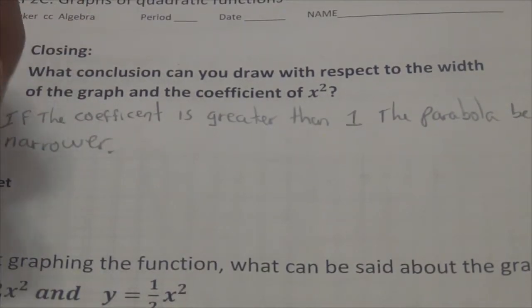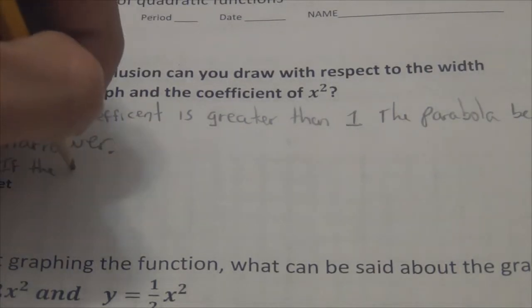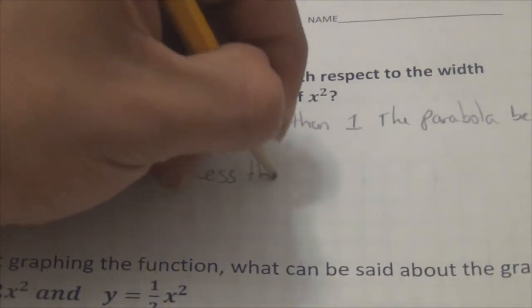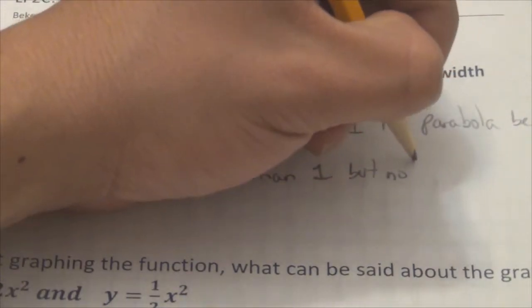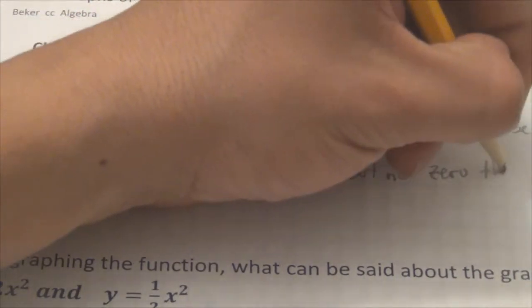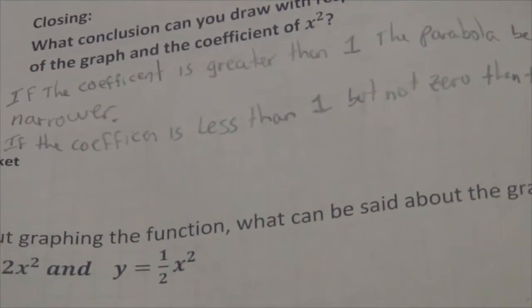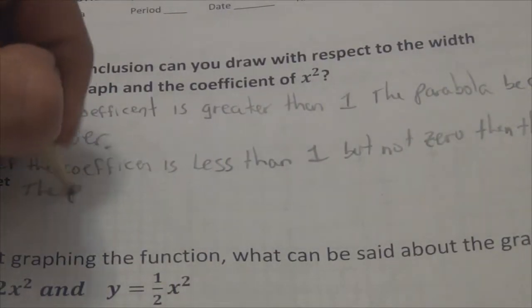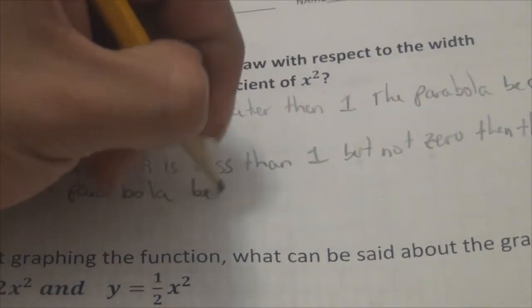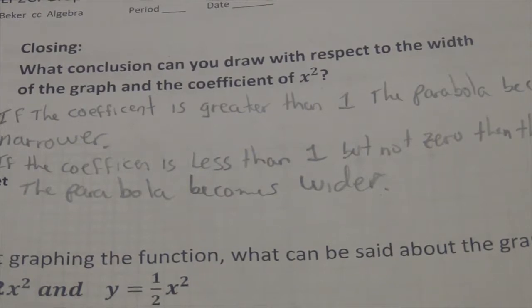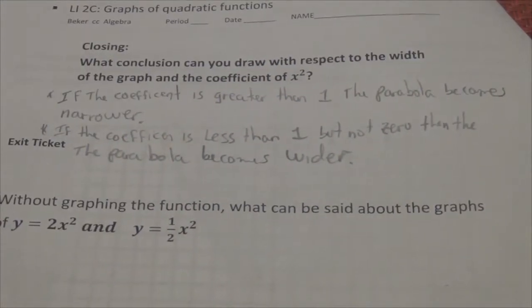If the coefficient is less than 1 but not 0, then the parabola becomes wider. Okay? We're good with that?